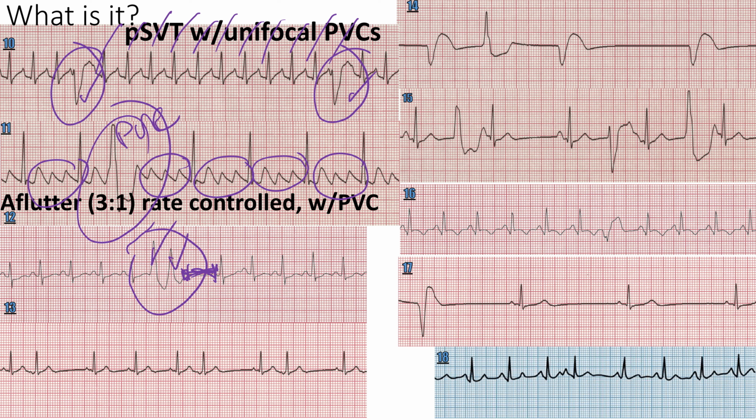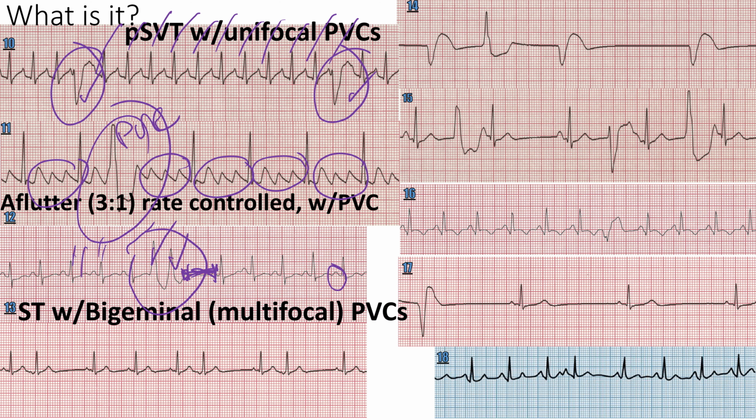If I just had 3 beats there, that'd be VTAC, right? I got a P wave and a QRS complex. My heart rate is pretty fast. My underlying rhythm is 300, 150, about 140. And I got 2 PVCs in a row. That's not good. Sinus tach with multifocal PVCs.